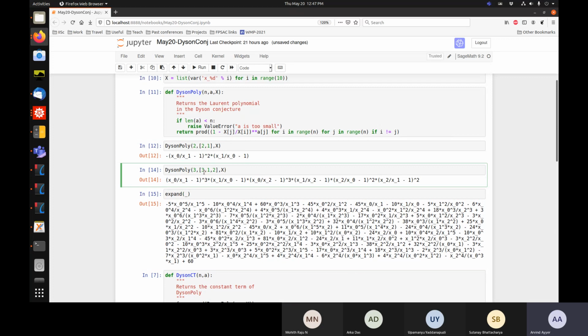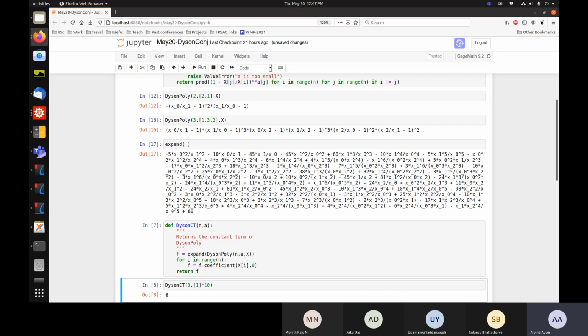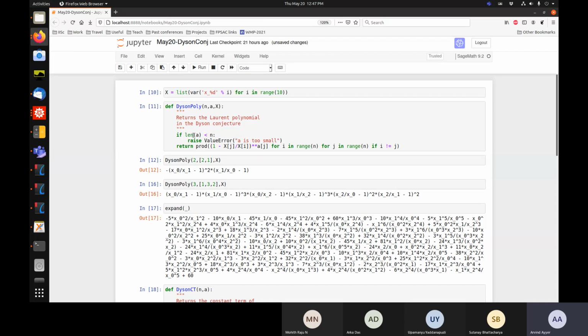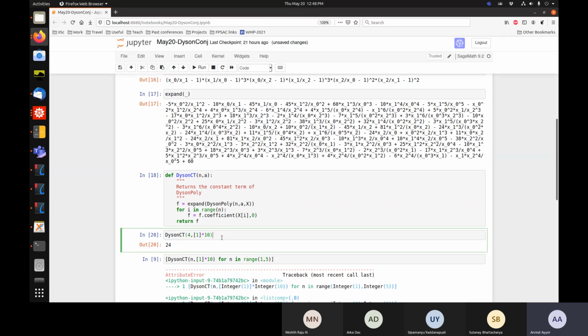And you can change the order, and you will get different polynomials with the same constant term. And here is the program which returns the constant term. So if you have all ones, you'll get n factorial. So if I do 4, 1, I have allowed myself the freedom of choosing more variables, but not less. So A should not have less than n integers, but it can have more, just to save myself some effort.